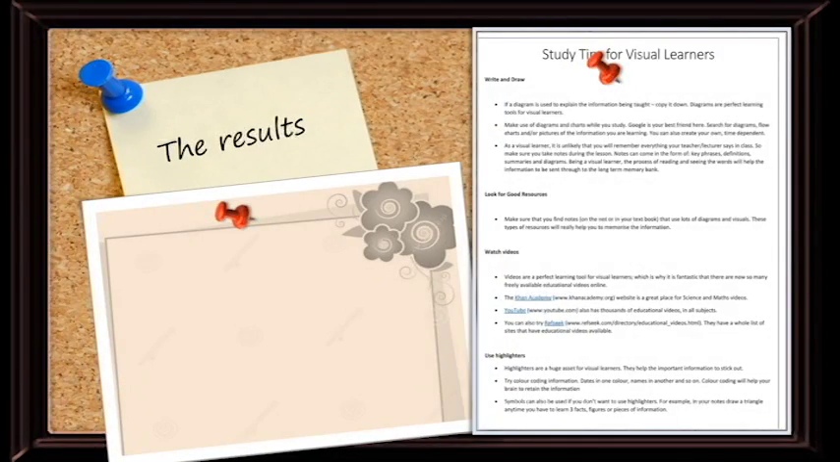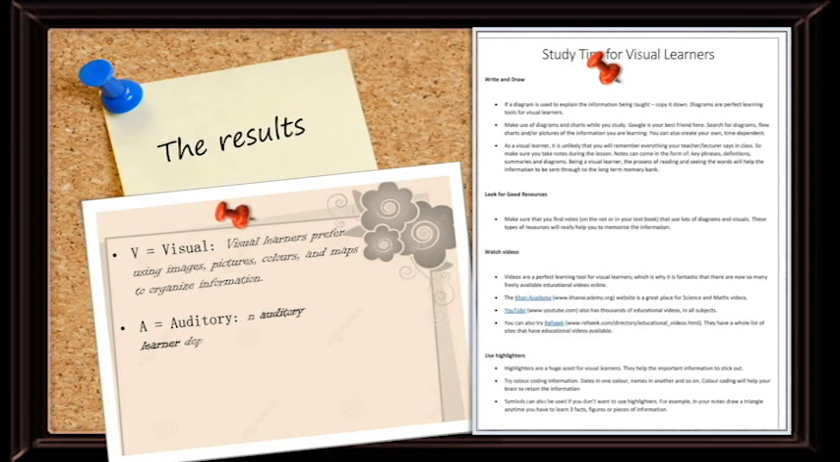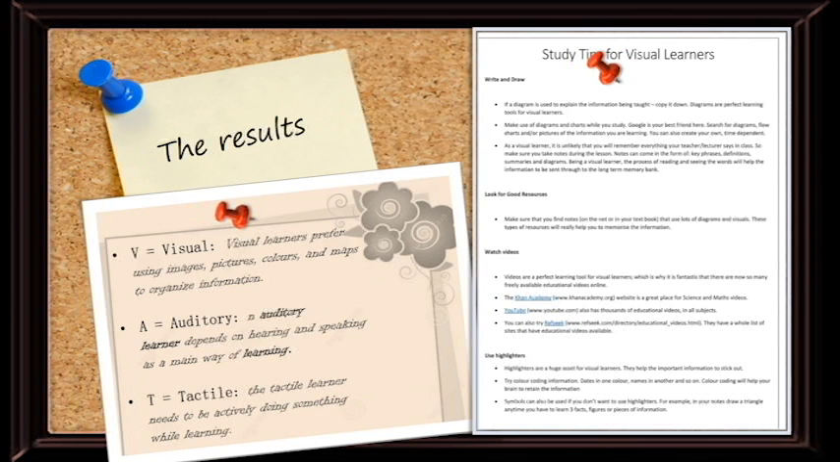You first of all need to take a look at what your sensory preference was. If you're visual, it means that you're a visual learner, and visual learners prefer using images, pictures, colors, and maps to organize information. If you clicked A, it means you're an auditory learner, and auditory learners depend on hearing and speaking as a main way of learning. If you scored highest in tactile, it means that you're a tactile learner, and tactile learners need to be actively doing something while learning. You then go and take a look at the learning preference sheet, which gives you learning suggestions for your sensory preference.